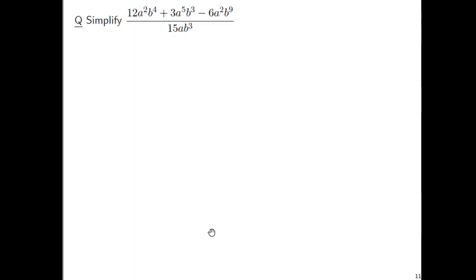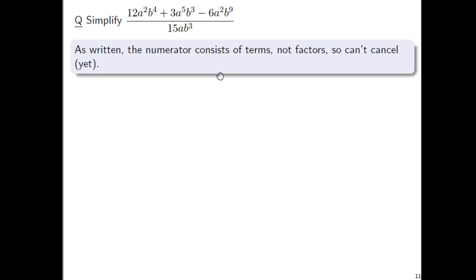Okay, let's simplify the fraction (12a^2 b^4 + 3a^5 b^3 − 6a^2 b^9) all divided by 15ab^3. In the denominator, please note that the variable a is not being cubed, right? So the cube, the third power, only affects the b variable, not a, because of the order of operations.